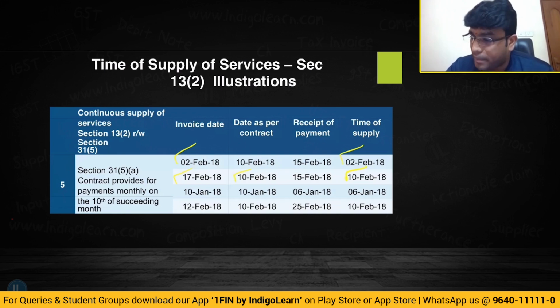Same lines. Third bit, payment is 6th Jan, which is advance. That only becomes my answer. Last case is similar to our second case. That's where the answer becomes 10th of February. So this is how we try to calculate our time of supply in relation to section 13.2. So basically, whenever you solve any question, you need to figure out the dates very perfectly. Because time of supply is not dealt by numbers. Time of supply has got nothing to do with numbers. Time of supply has got only to do with the dates. So you need to observe the dates very clearly, then you'll get your perfect answer.